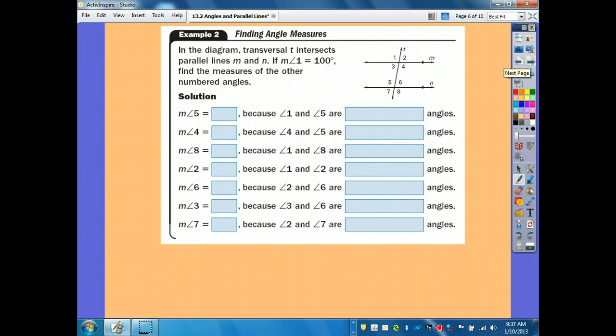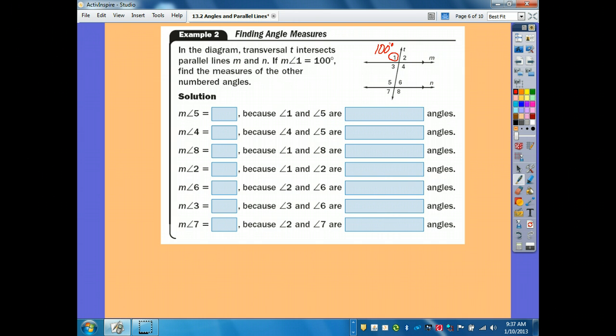Now I like this, but I think we will fill in the boxes here, so I have to write it bigger, but I think it should be okay on your paper. I'm just going to make my pen smaller here. In the diagram, transversal T intersects parallel lines M and N. If the measure of angle 1, right here, equals 100 degrees, find the measure of the other numbered angles.